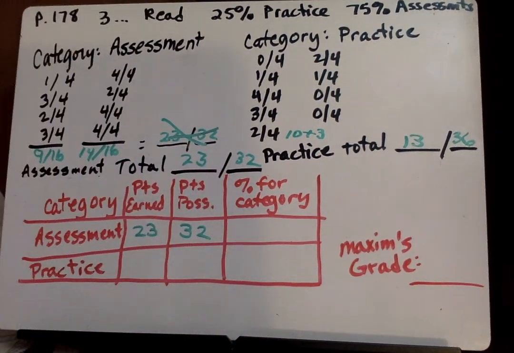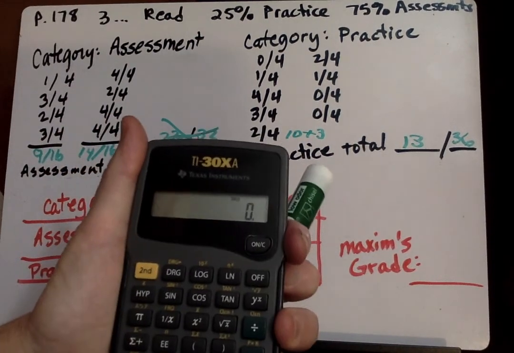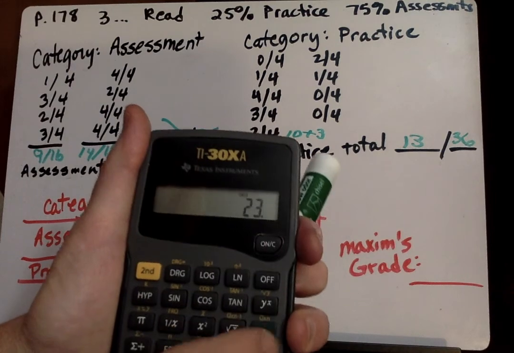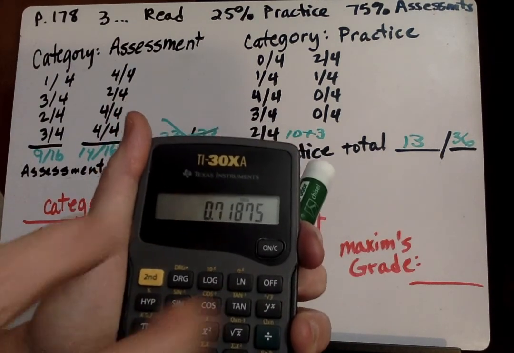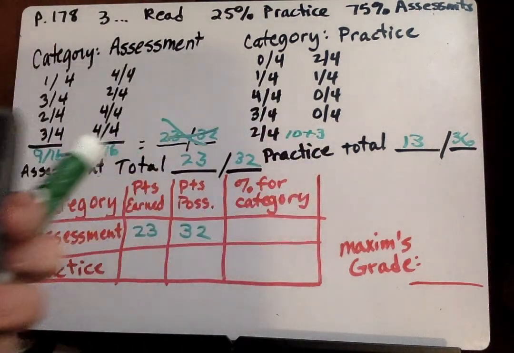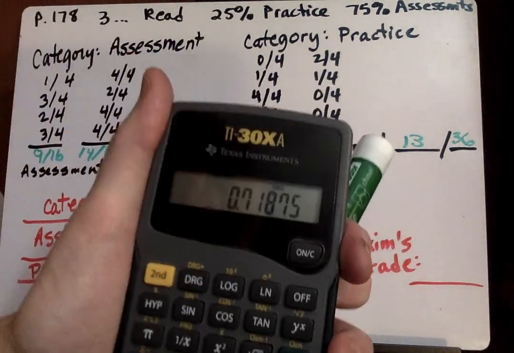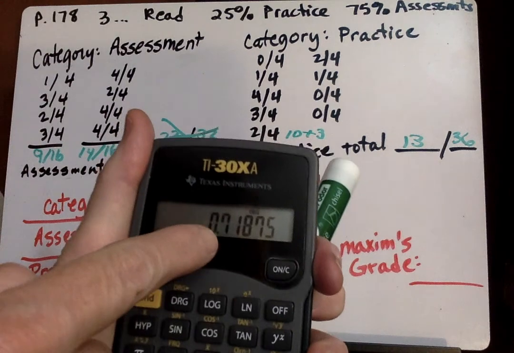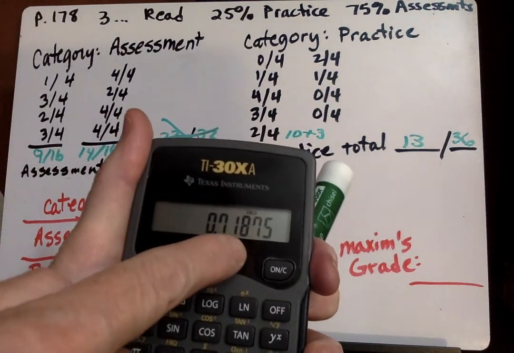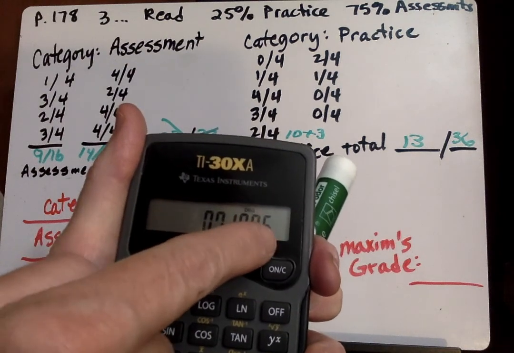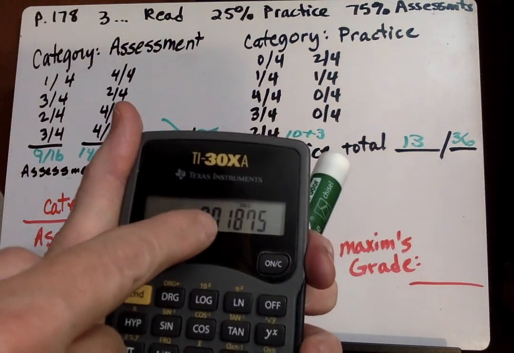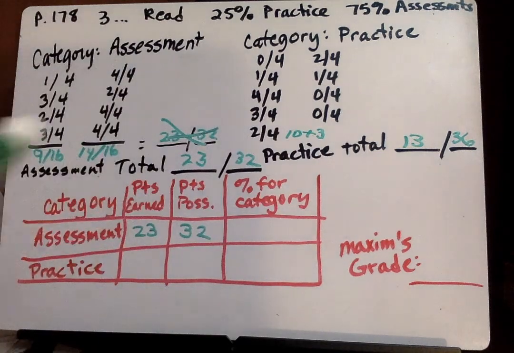And what's the percent for that category? We take our handy dandy calculator and we say 23 divided by 32. So you actually divide, 71.88. And we're going to round to the nearest hundredth. So we're going to move it 2 places over. So it'll be 71 point and then 875. That 5 makes that an 8. So it's 71.88%.